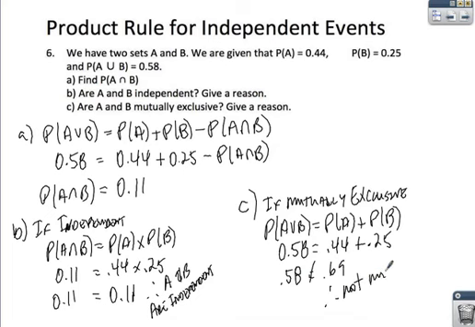Therefore, not mutually exclusive. All right, next question.